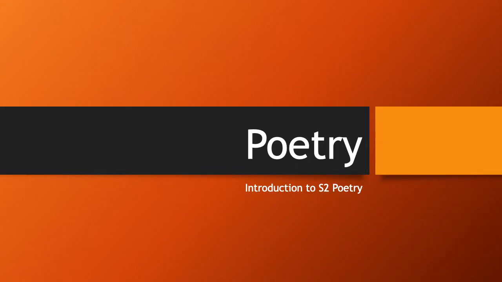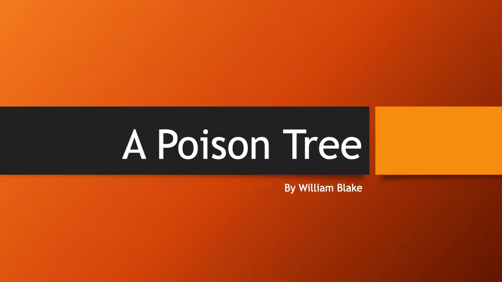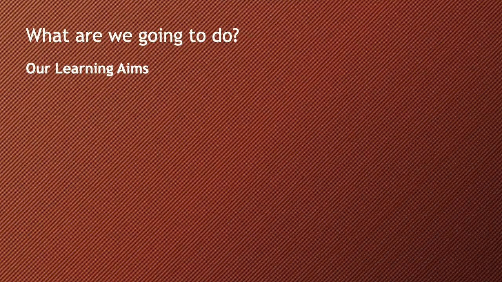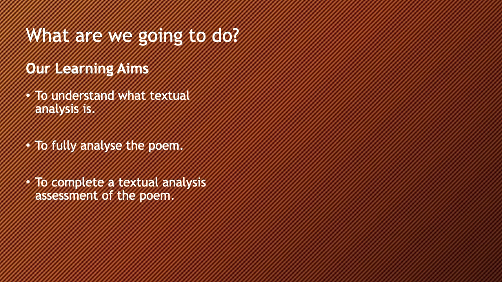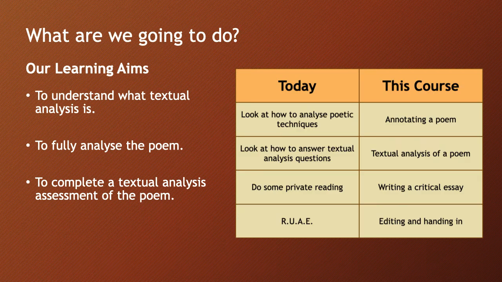Okay, so we're moving on with our poetry and focusing on A Poison Tree by William Blake. So for this lesson, here are our aims. We're going to be talking about what textual analysis is today. We're going to be fully analysing the poem that we've been working on and then working towards completing a textual analysis assessment on this poem. So here's your little grid and you can see there what we're doing today and then what we'll be doing for the remainder of the course. So again, we're just working towards writing a critical essay on the poem.